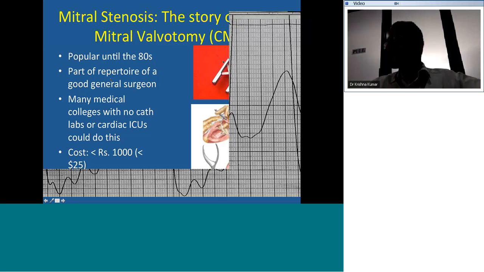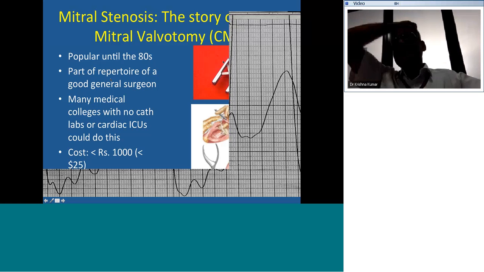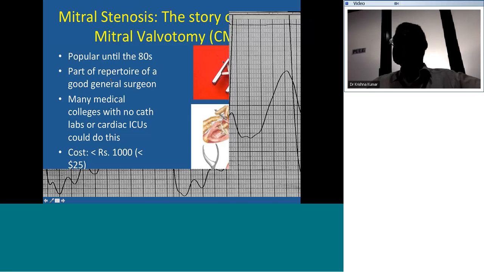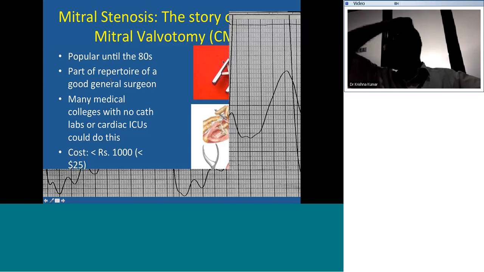But what happened is that the balloon came in. Once the balloon came in, the cardiologist started to do balloon mitral valvotomy. They wouldn't refer it to the surgeon. Surgeons lost the skill. The balloon costs 25,000, 50,000, 10,000, depending on where it is done. It costs anywhere between 10 times to 20 times the cost of the closed mitral valvotomy. Closed mitral valvotomy results are outstanding, in good hands.